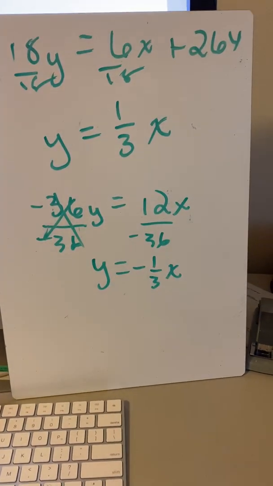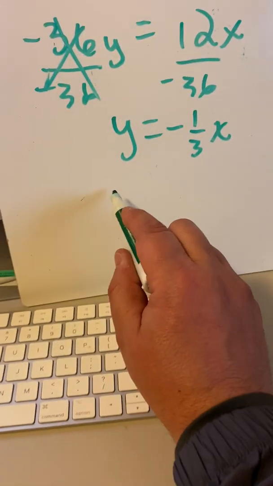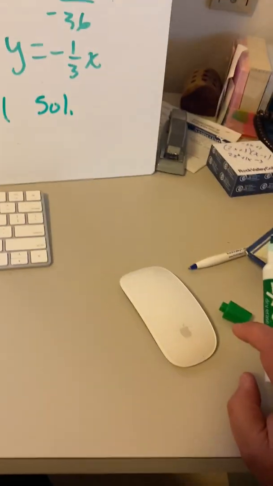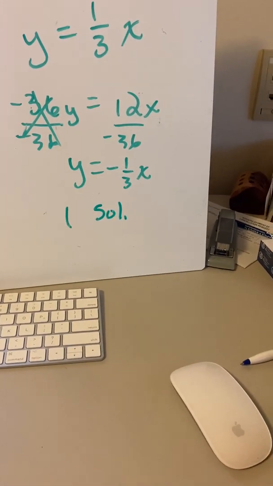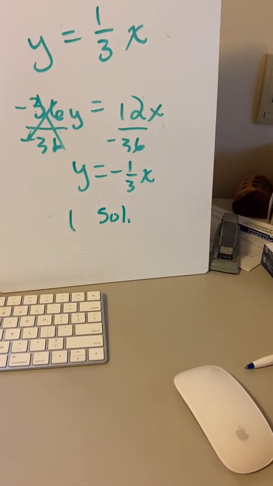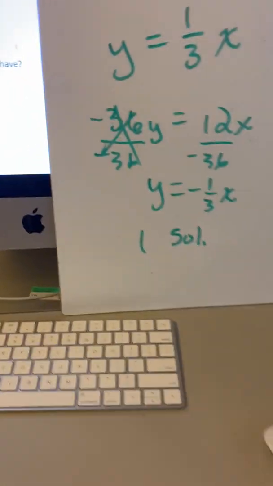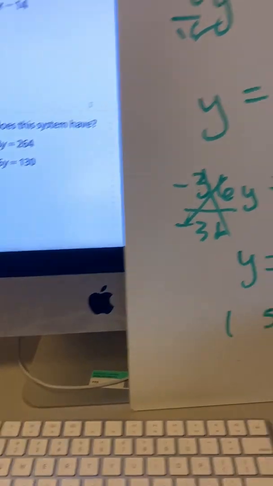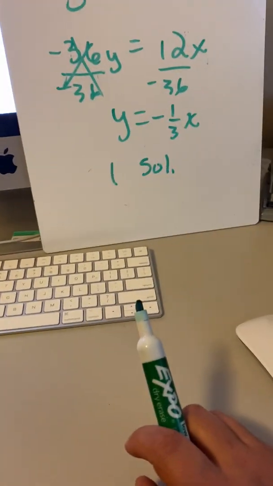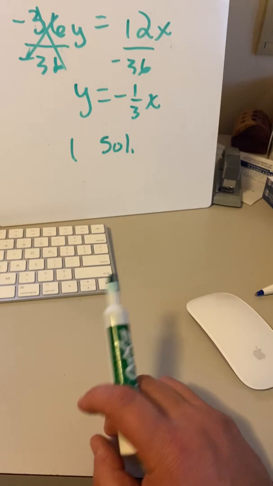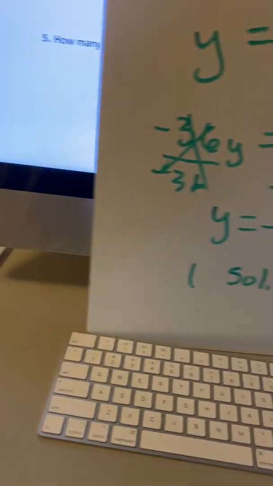I don't care about anything else. I know that it's going to have one solution. I know they're not parallel, so they're not going to go on forever and never touch. And I know that they're not the same line because one of them is negative and one's positive, so they're not going to have infinite. So there's only three choices: one, zero, or infinite solutions. Infinite's gone, zero's gone. The only one left is one solution.